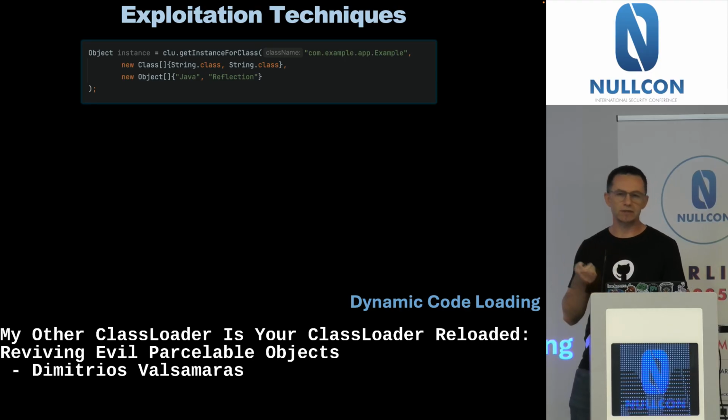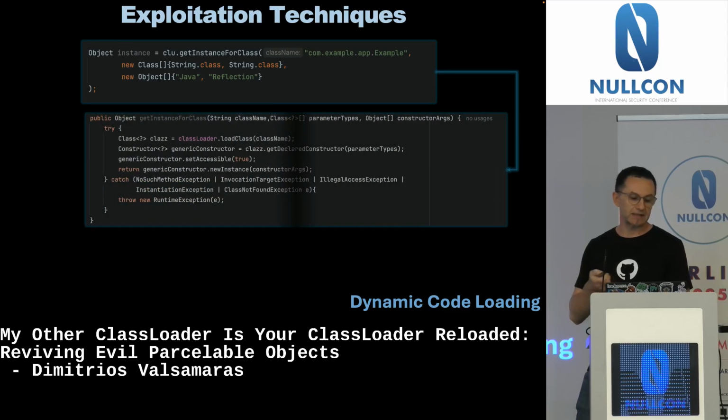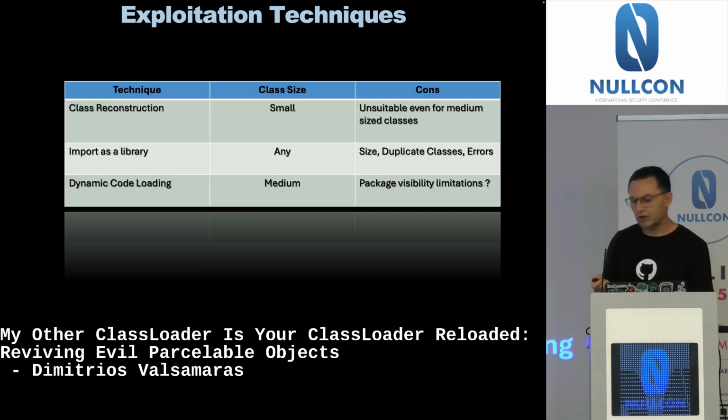So this code actually takes the name of the class, the kind of the fields of the class, some data that we use for initialization, and returns instances of this class. Alright, so that's it.